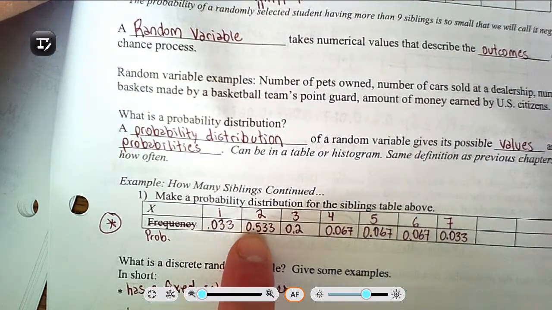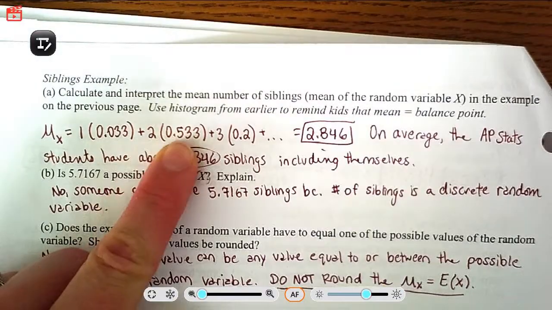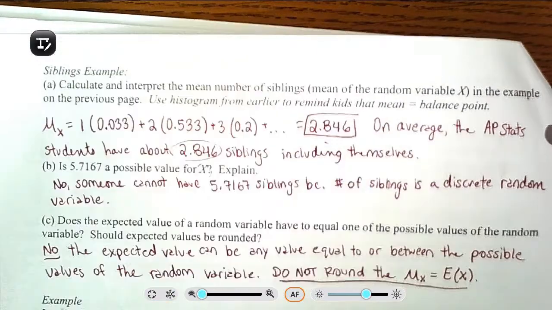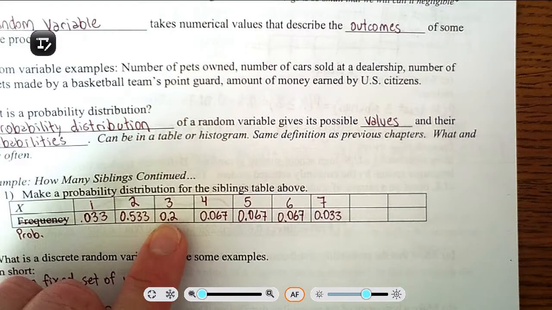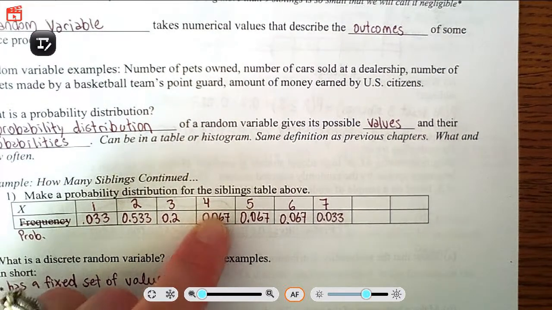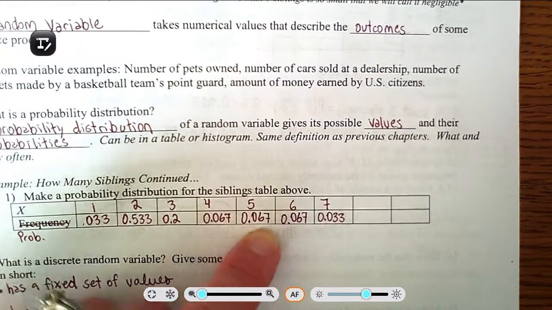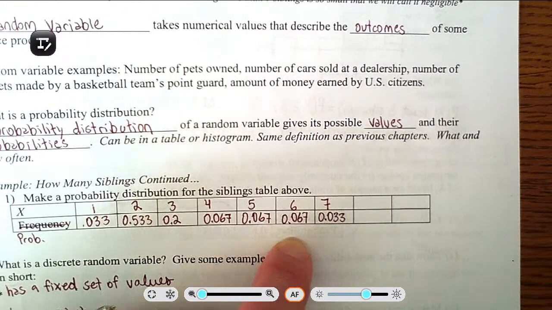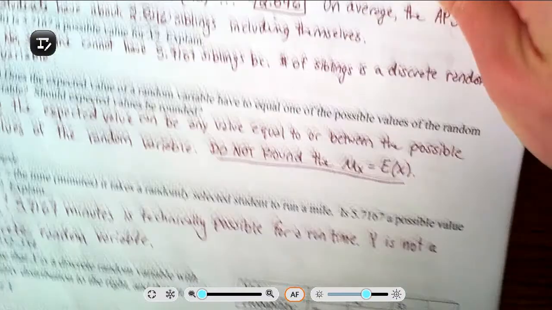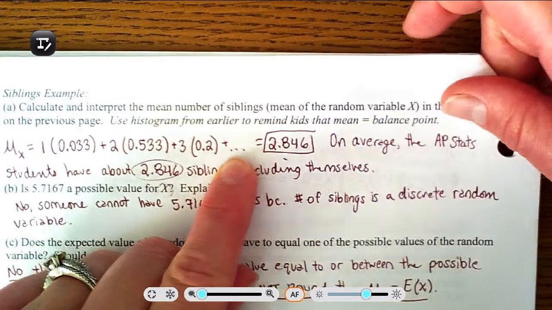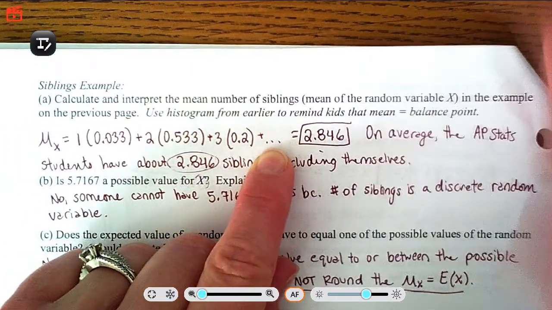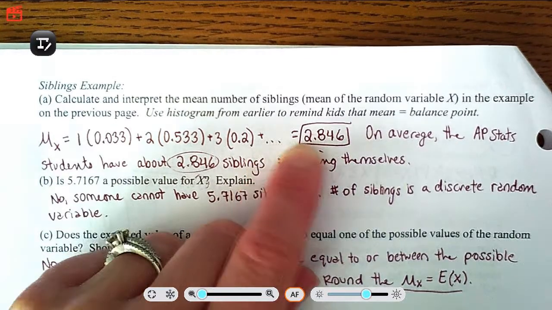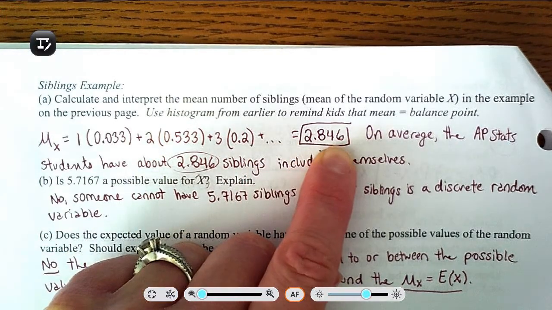Two siblings had probability 0.533. Three siblings had probability 0.2. And then I keep going: 4 times 0.067 plus 5 times 0.067 plus 6 times 0.067 plus 7 times 0.033. I just put a dot because it's a notes packet and we get the idea. On a test, you would have to write them all out. That equals 2.846.